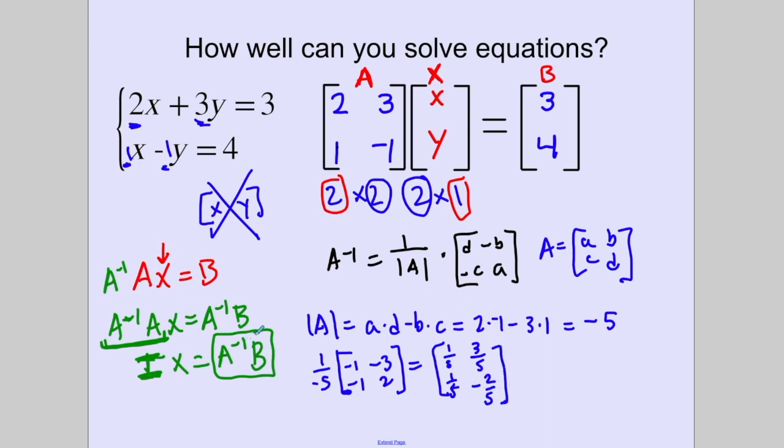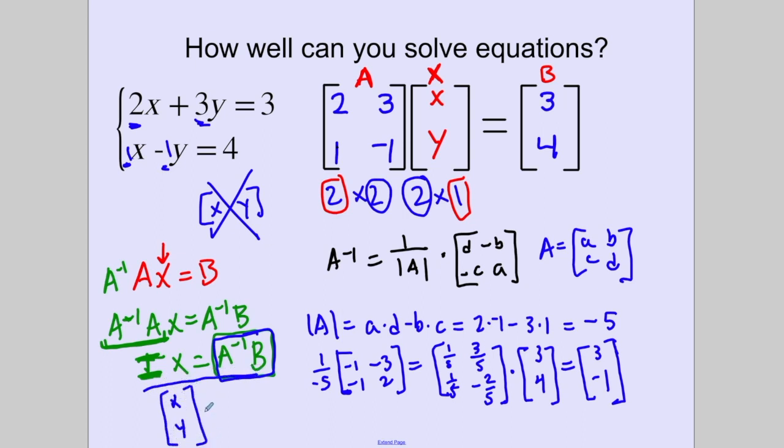So now we have to do this here. Multiply the inverse matrix by B. So I'll say this times B, which was 3, 4. And when we do that, we will end up with 3, -1. So if we go back to this here, it'll be saying that X and Y equals 3 and -1. See, pretty simple.